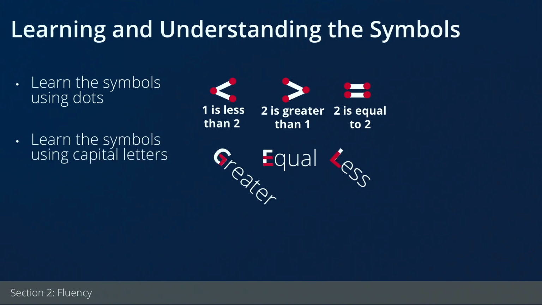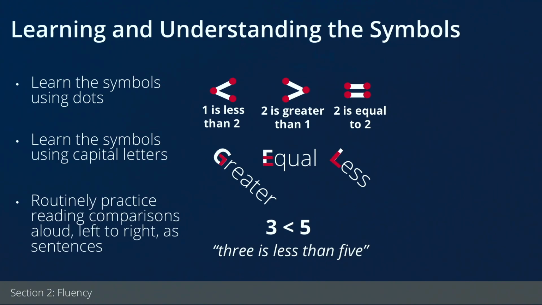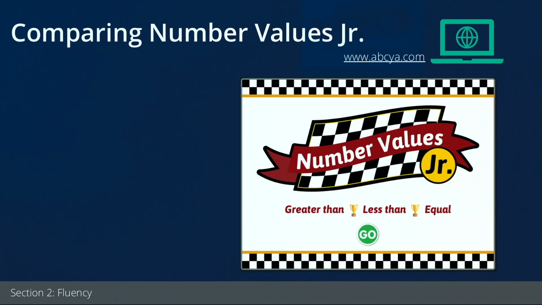You could also use the symbols using capital letters. Here you can see greater, equal, and less. And you really just want to practice a lot of these comparisons. And one important part that we haven't really talked about up to this point is reading these comparisons. Not only do I want to compare 3 and 5 and determine that 3 is less than 5, but how do we read that from left to right? 3 is less than 5. That understanding of that symbol right there is less than, and that the greater than symbol means greater than, that's going to be important for students to read this comparison.